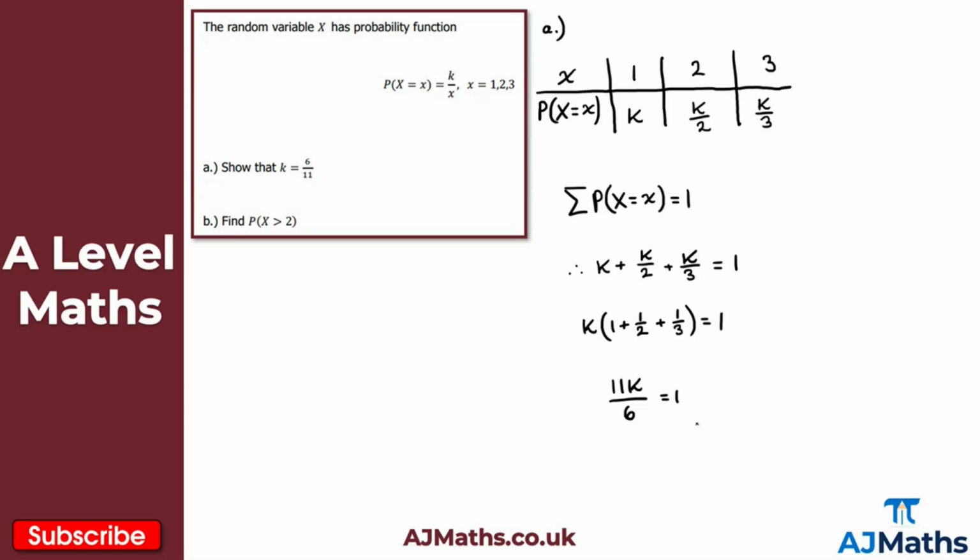If I want to solve for k here, I just need to divide by 11 over 6, or just times through by 6 first, and then divide by 11. Either way, you'll get the same thing here. And you'll get that k is equal to 6 over 11. Okay, so that's part A done there. That's our solution. Hopefully nice and straightforward.